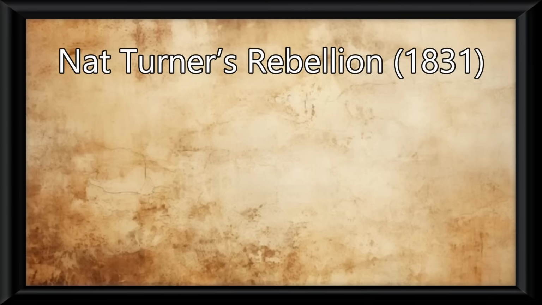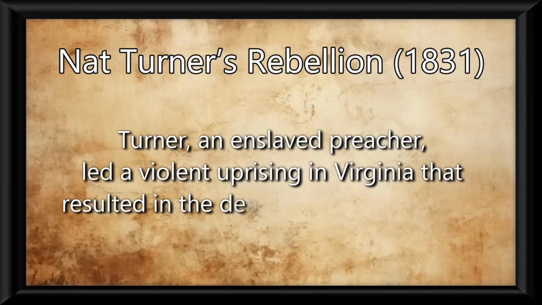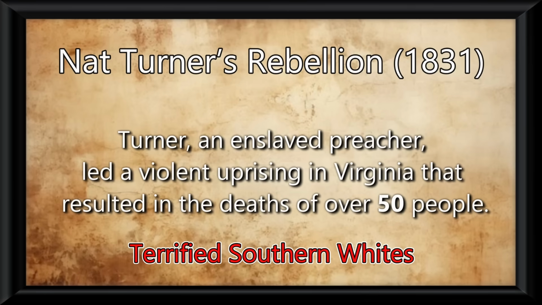One of the most famous was Nat Turner's rebellion in 1831. Turner, an enslaved preacher, led a violent uprising in Virginia that resulted in the deaths of over 50 people. The rebellion terrified Southern whites and led to harsher slave laws.